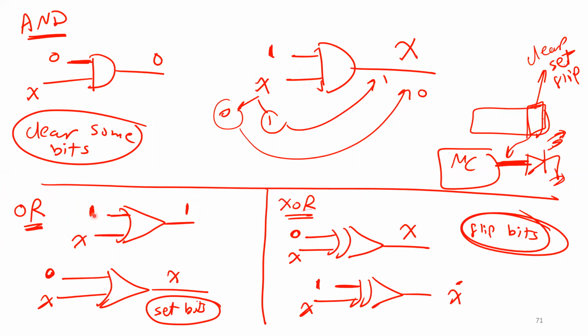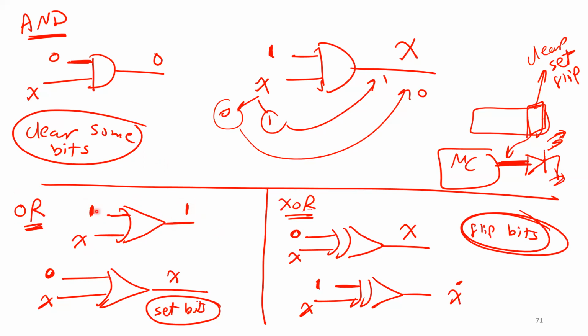If one input is 1, don't look at the other one. The output is 1, right? Here it was 0, right? Here is 1, right? So in case of OR, guys, the output is 1 if at least one of the inputs is 1. So that's why it is OR. In other words, the only way to get 0 is if all the inputs are zeros, right?